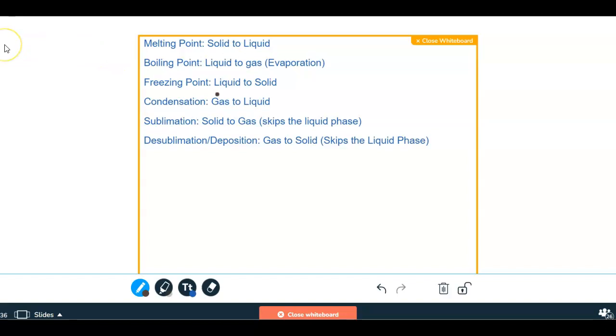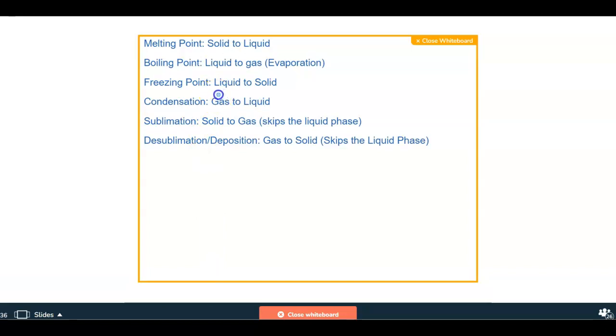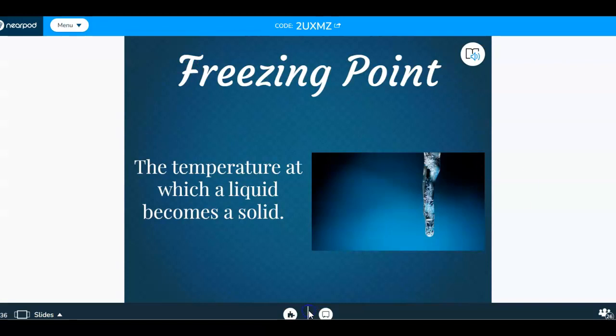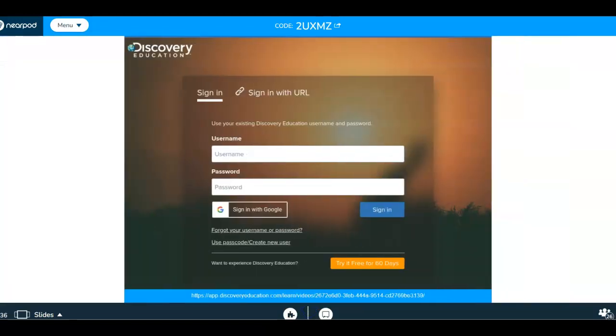But again, if we're looking at the freezing point, that's the point at which something turns from a liquid into a solid. A liquid into a solid. I'll get that little dot out of the way. It's driving me crazy. There we go. Everybody good with that? All right. I'll come back to it if you're not in the back.